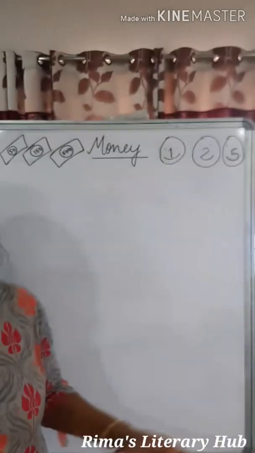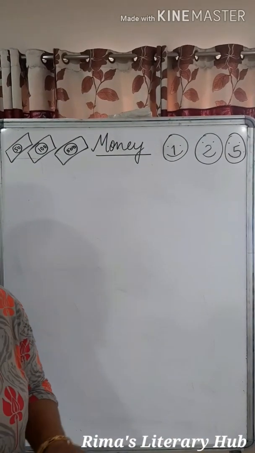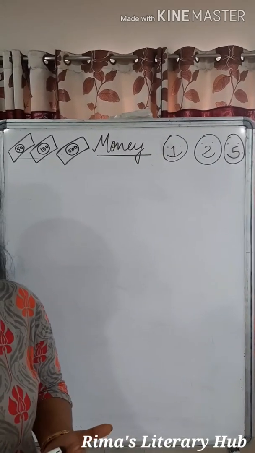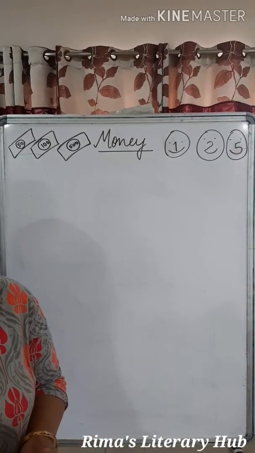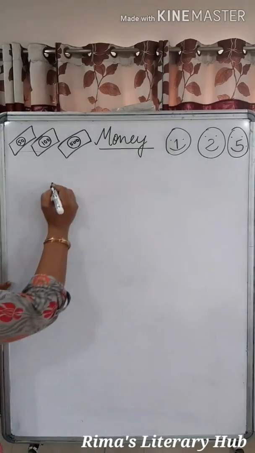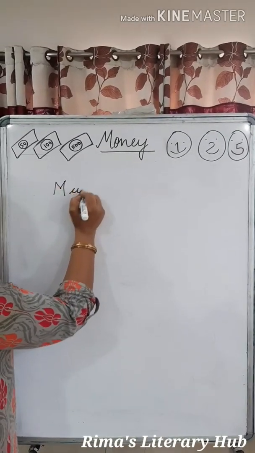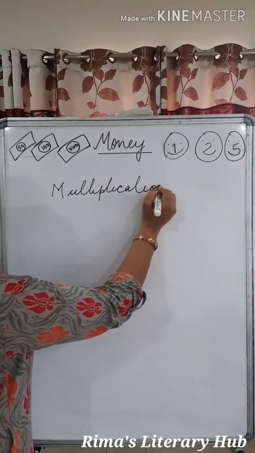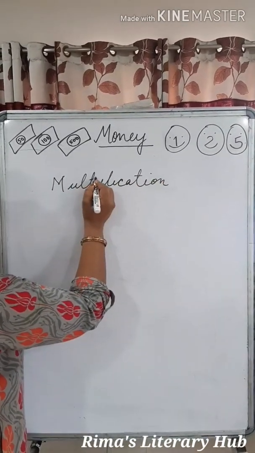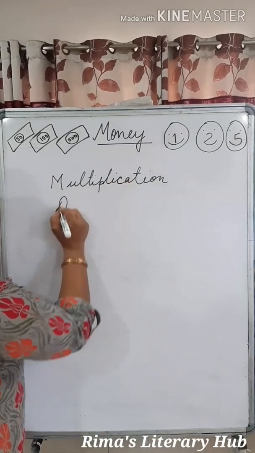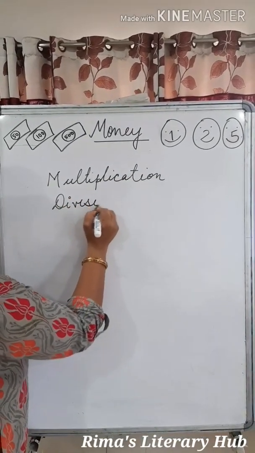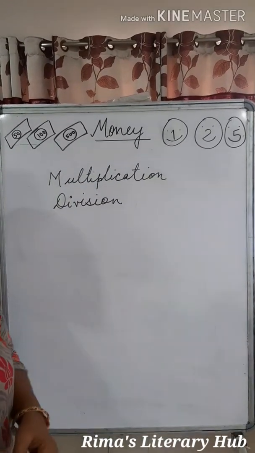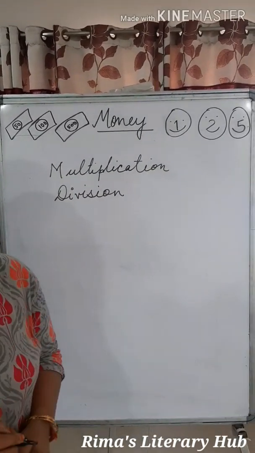Children, we are back with the money chapter. We've already learned about conversion from rupee into paise into rupee, addition and subtraction of money. Today we will be learning multiplication and division of money. Multiplication and division of money is same as your simple multiplication and division.